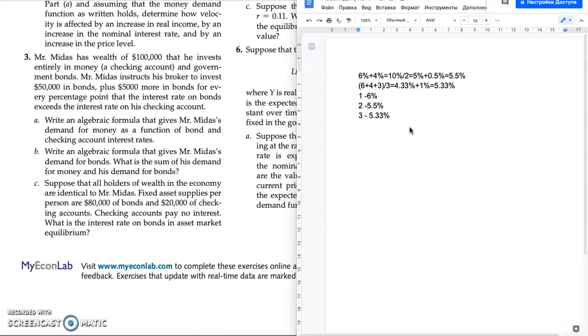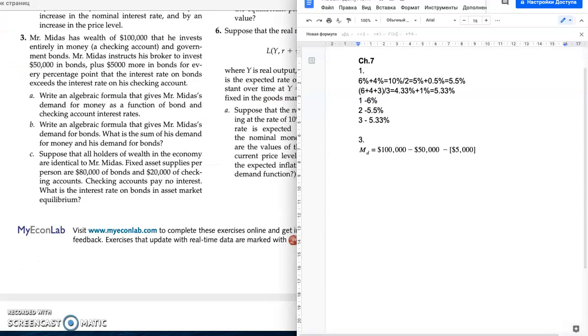Next question is numerical problem number 3 from chapter 7. Mr. Midas has wealth of $100,000. This is his initial asset, initial wealth. So we can write down his money demand equation. The next step is he invests 50,000 in bonds. Then we subtract this sum in the equation, and plus 5,000 more in bonds for every percentage point that the interest rate on bonds exceeds the interest rate on his checking account.